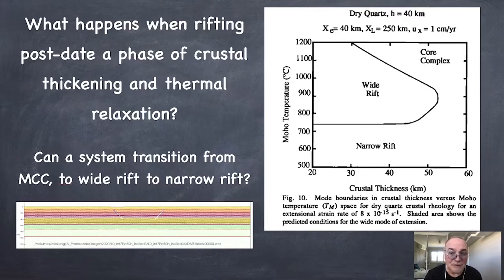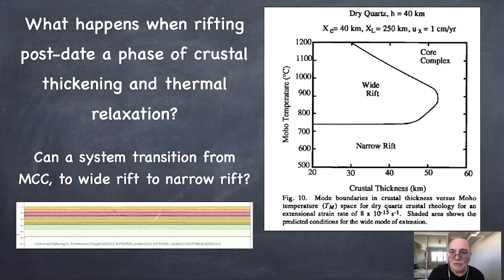But with that graph, you can ask the question: can we transition from a core complex mode to wide rift to narrow rift? Clearly, that image suggests that we should be able to move back and forth from one mode of rift to another. So that's the idea we tested.